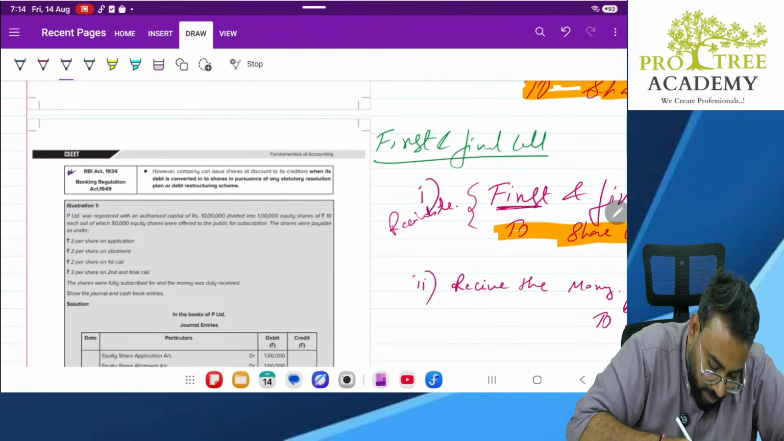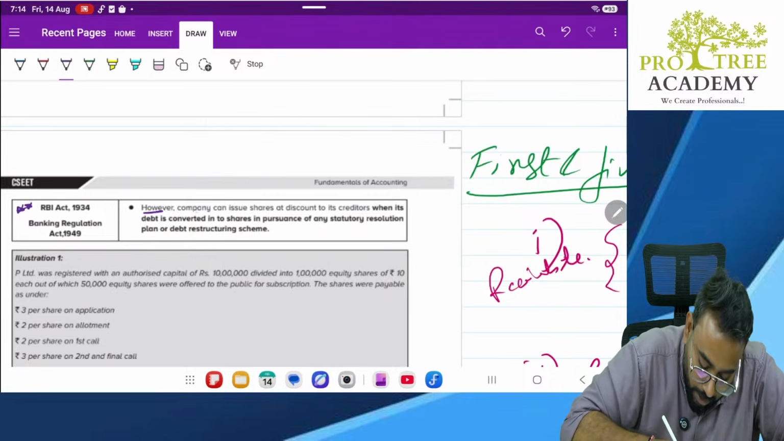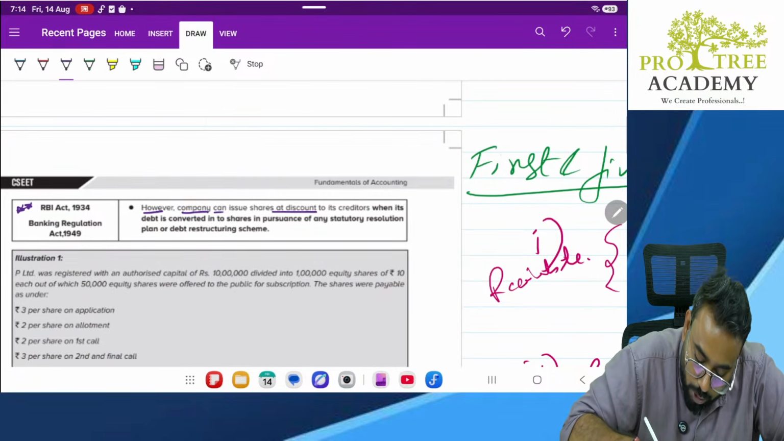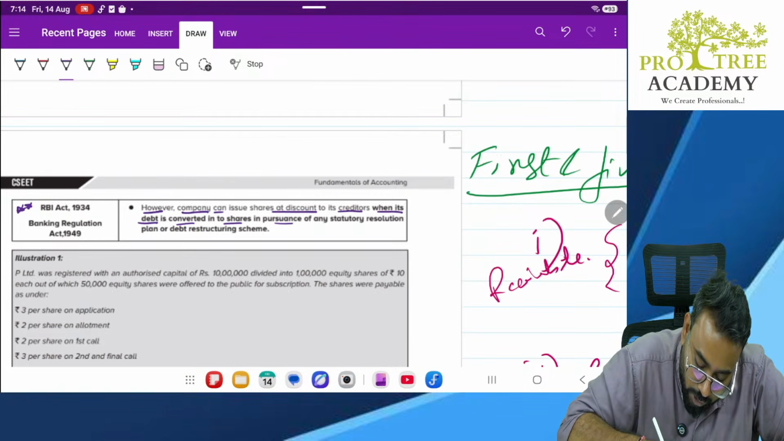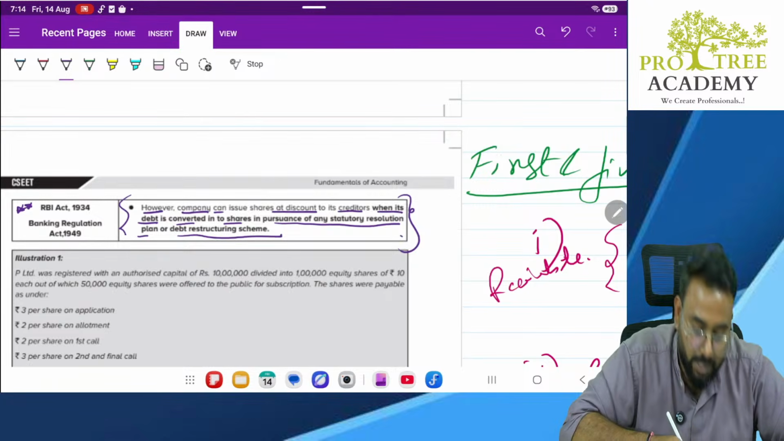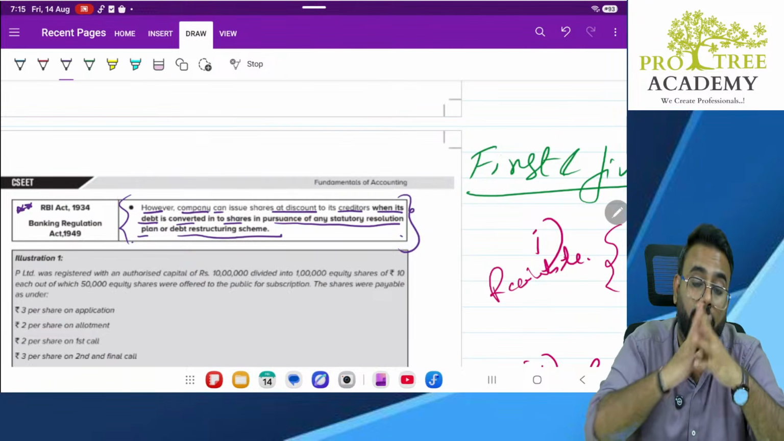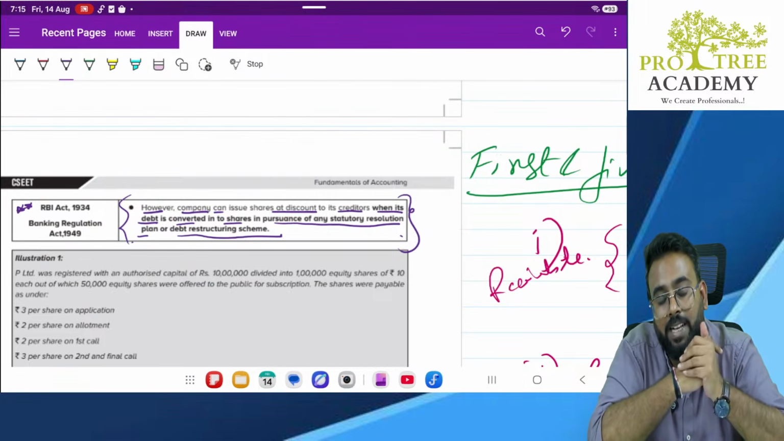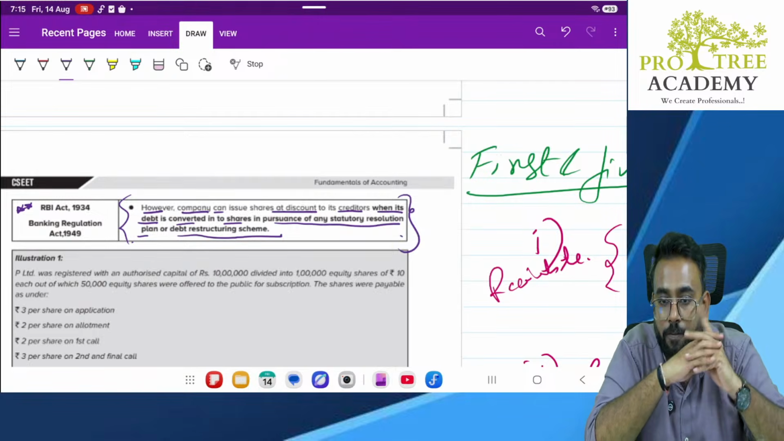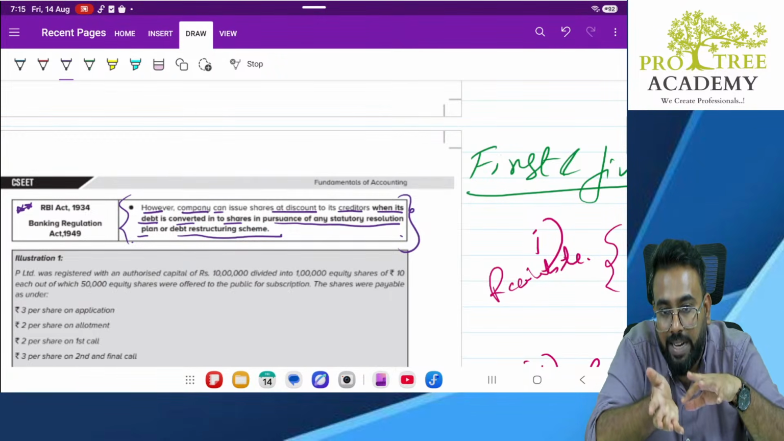This is important. Discount is not allowed, but there is only one exception. However, a company can issue shares at a discount to its creditors when its debt is converted into shares in pursuance of a statutory resolution plan or debt restructuring scheme. Suppose I have taken loan from multiple banks and I am unable to repay them. So I tell the bank, I am unable to pay you, but let's convert whatever debt you have given into equity shares.